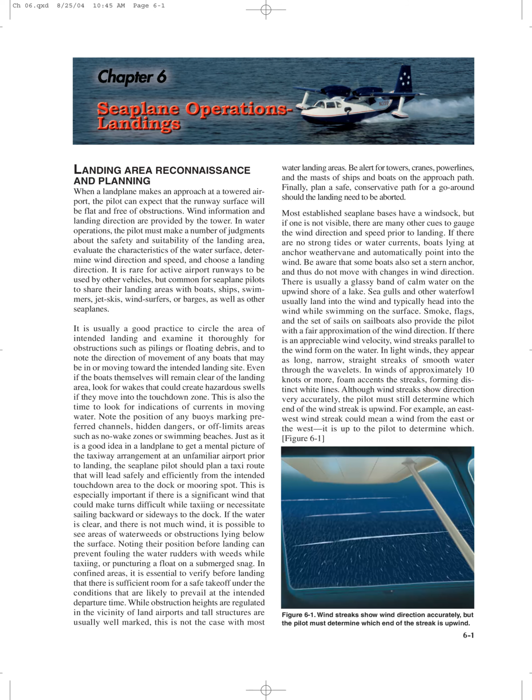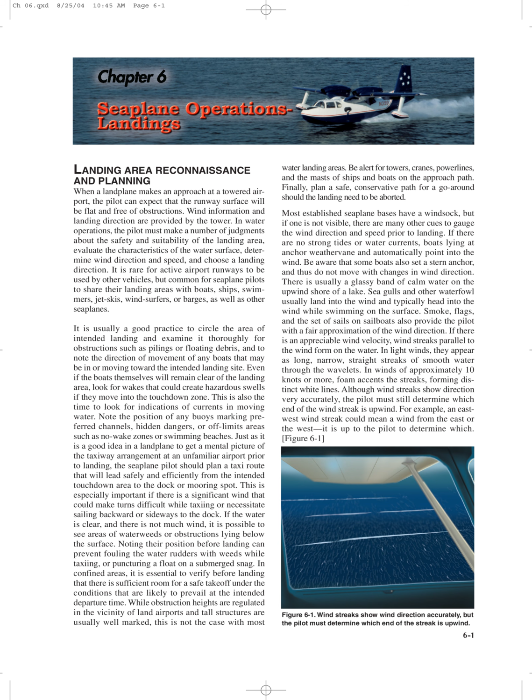When a land plane makes an approach at a towered airport, the pilot can expect that the runway surface will be flat and free of obstructions. Wind information and landing direction are provided by the tower. In water operations, the pilot must make a number of judgments about the safety and suitability of the landing area, evaluate the characteristics of the water surface, determine wind direction and speed, and choose a landing direction.